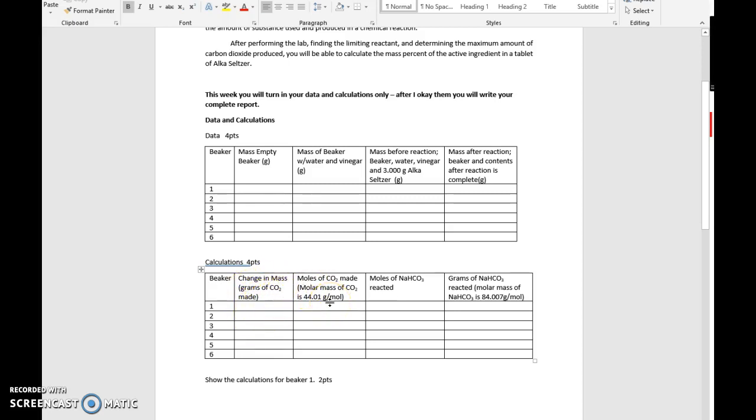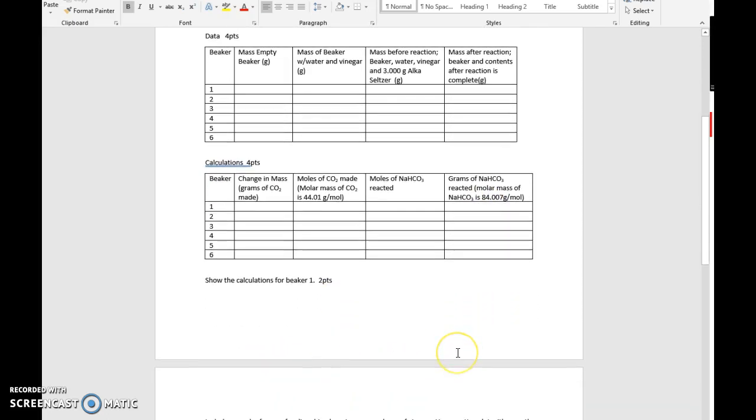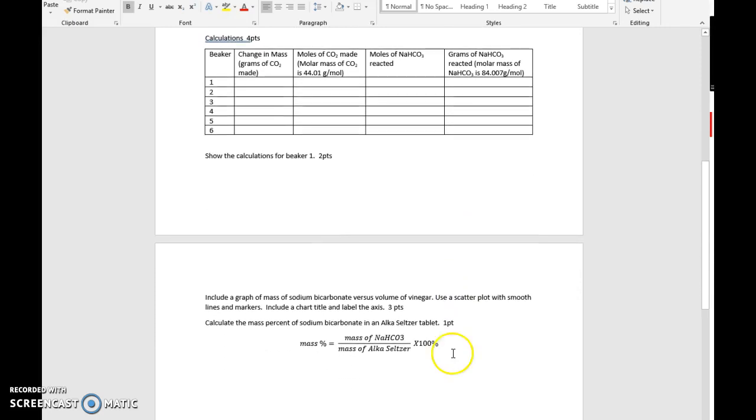Using the molar mass of carbon dioxide, you can calculate the moles of carbon dioxide that were made. Using a balanced reaction, you'll be able to determine the amount of sodium bicarb that was made. And then using the molar mass of the sodium bicarb, you can figure out how many grams of sodium bicarb was produced. You're going to show your calculations, and then you'll want to include a graph.